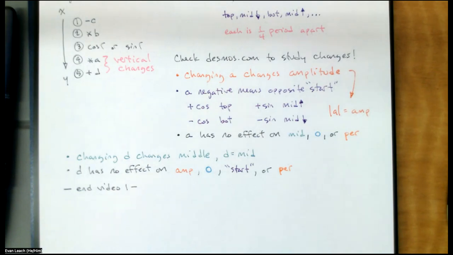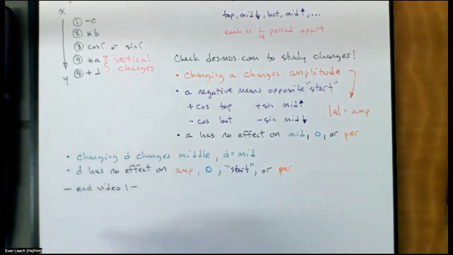Let's talk about the next two operations. We've got B and C to go. We just pointed out that A and D, the changes that happen after the trig function, had a vertical effect on the graph. They produced vertical changes in the graph. So presumably, since I pointed that out, C and B are going to have some kind of horizontal change on the graph.